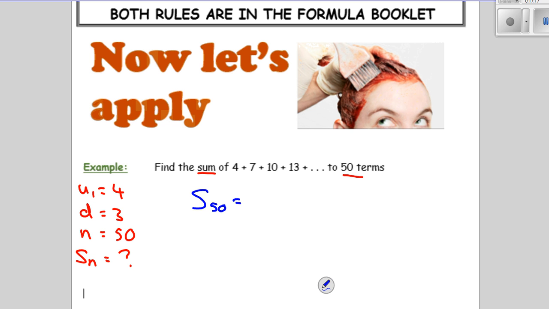So 50 over 2, brackets, 2 times u of 1, which is 4, close brackets. I'll do them in colours so you can see what's being subbed in. 2u of 1 plus brackets n minus 1. n is 50, minus 1. And the common difference is 3. What's brilliant about that is you can put it into the calculator just like that, and it's going to give you the right answer. There's no need to work out anything first if you don't have the time or can't be bothered.